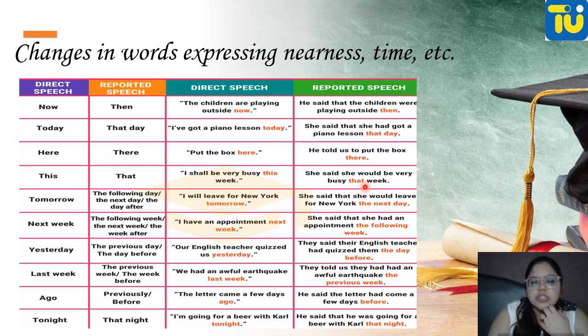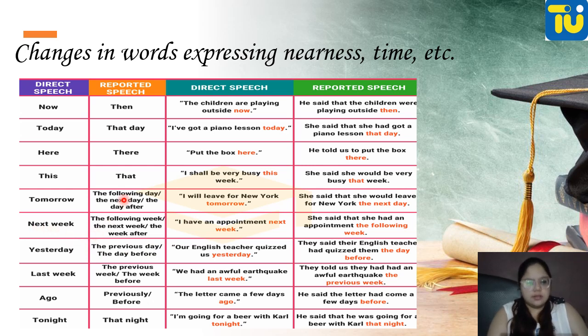She said she would be very busy that week. Shall converts into would. This to that. Tomorrow can be converted into the following day, the next day, the day after, anything out of these. I will leave for New York tomorrow. She said that she would leave for New York the next day.